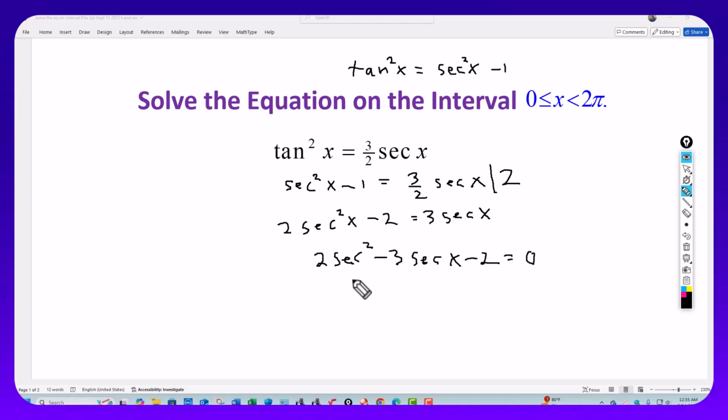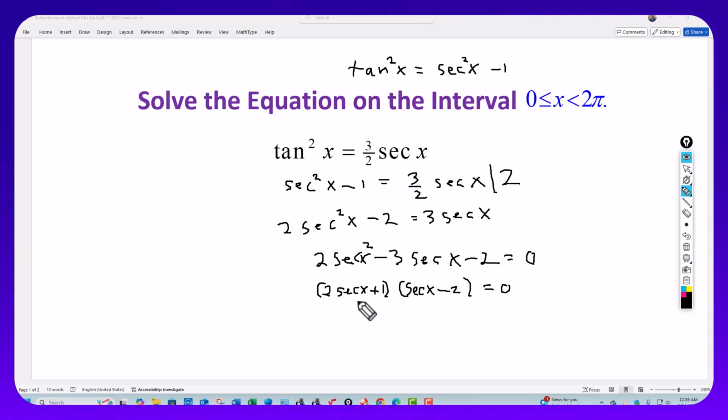Now we have a quadratic equation in the variable secant of x. So this is secant squared of x, and we can just factor this out. 2 secant of x times secant of x gives me the secant squared of x. It checks out. Minus 2 times 1 is minus 2. I get the third term over here. And multiplying the inner terms here, I get secant of x. Outer terms over here, I get minus 4 secant of x. Add them up, I get minus 3 secant of x.